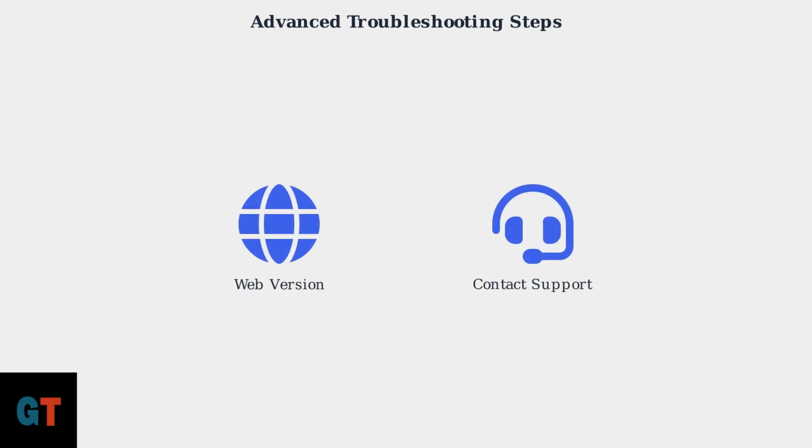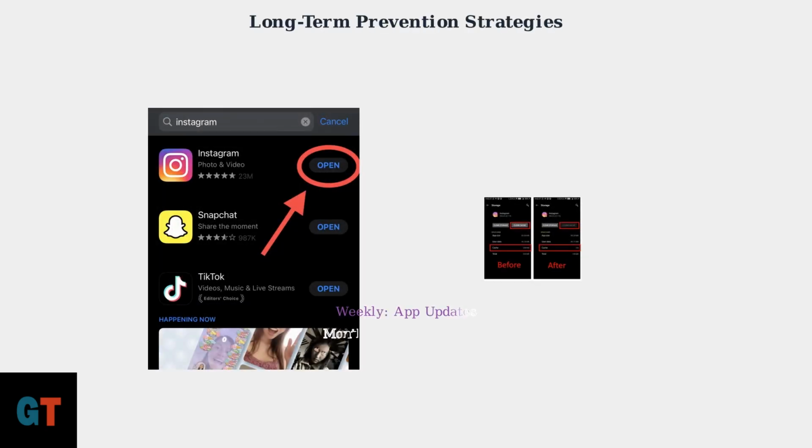If mobile troubleshooting fails, try using Instagram's web version as an alternative. You can also contact Instagram support directly for account-specific issues that require manual review. Prevention is better than cure. Maintain regular app maintenance by updating Instagram weekly and clearing your cache monthly to prevent feature issues.